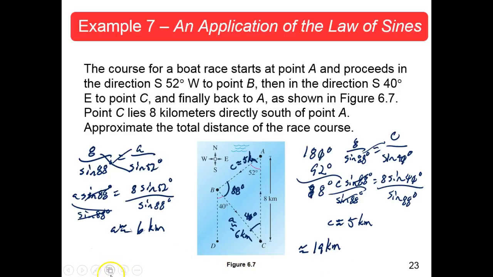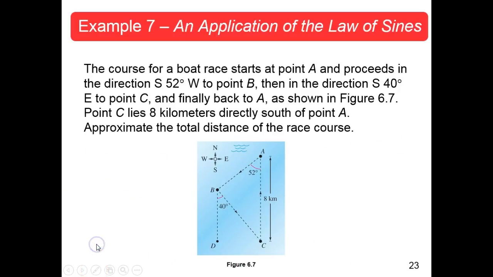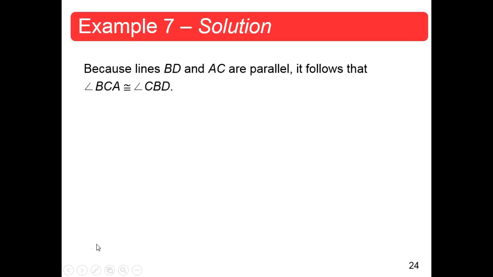So let me go on. I'm going to erase this, all right? And we'll see how they did it. Oh, I didn't need to erase it. Because the lines BD and AC are parallel, it follows that the angle BCA, that's the angle over here, is equal to the angle CBD.